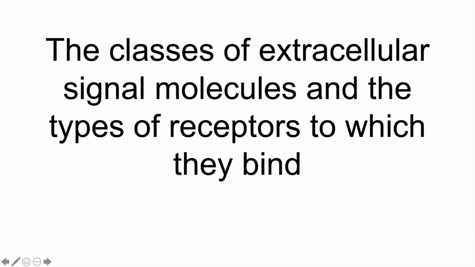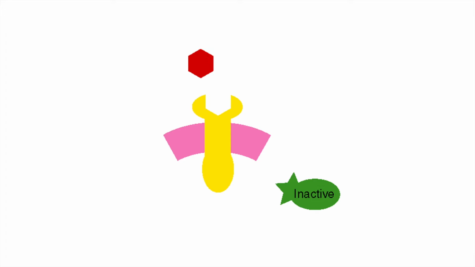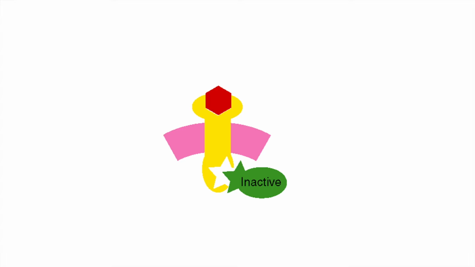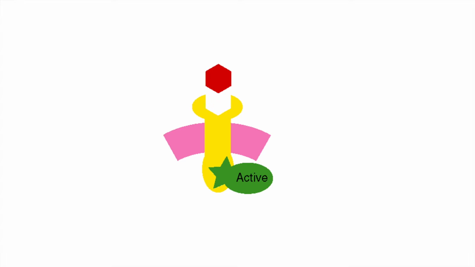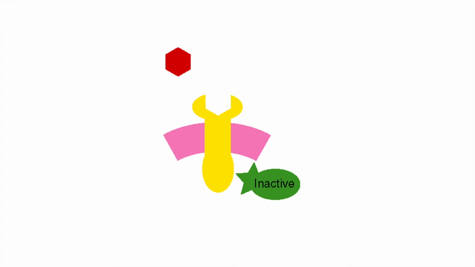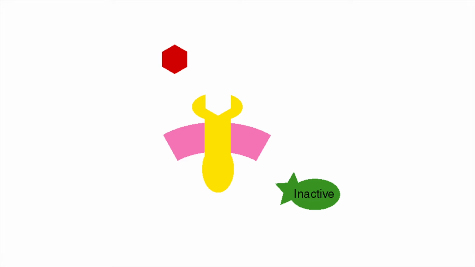This topic is the classes of extracellular signal molecules and the types of receptors that they bind to. So, extracellular signal molecules bind to cell surface receptors in order to transduce a message and alter cell behavior, and they fall into 4 categories of hormones, local mediators, neurotransmitters, and contact-dependent signal molecules.